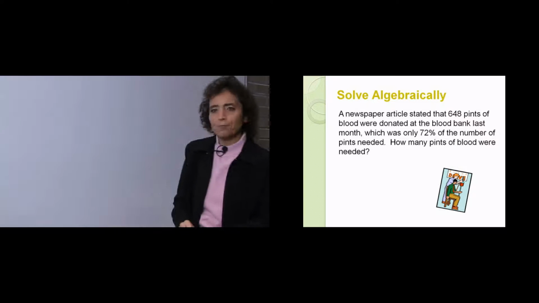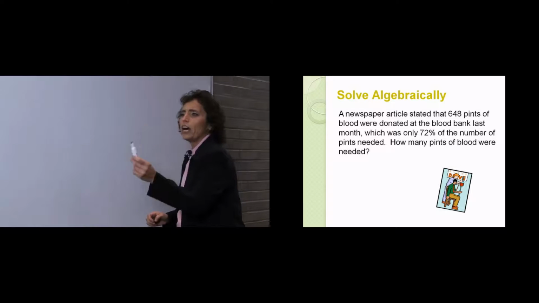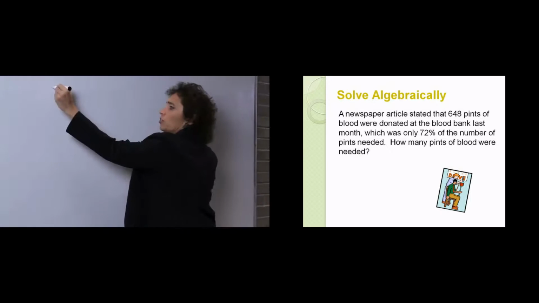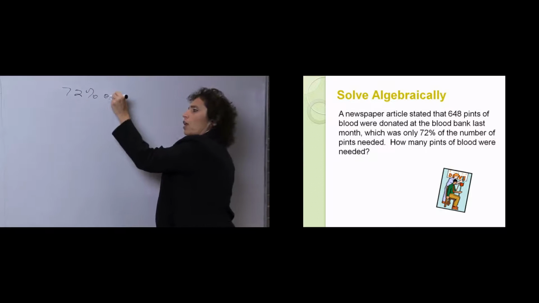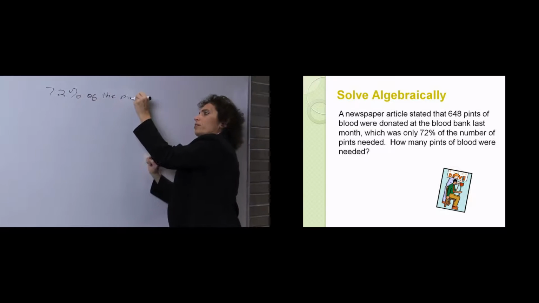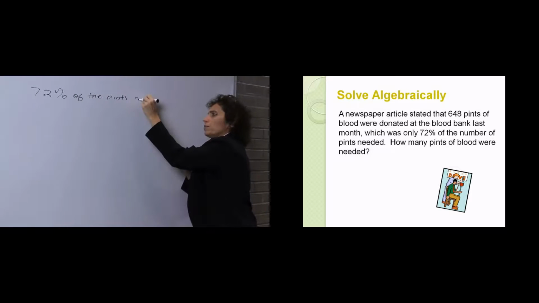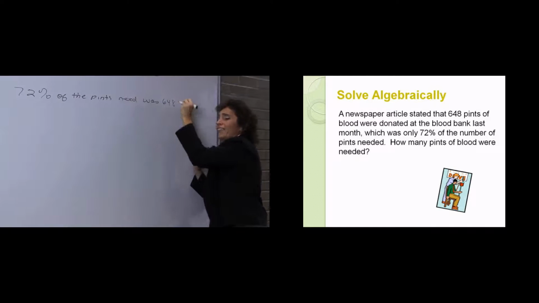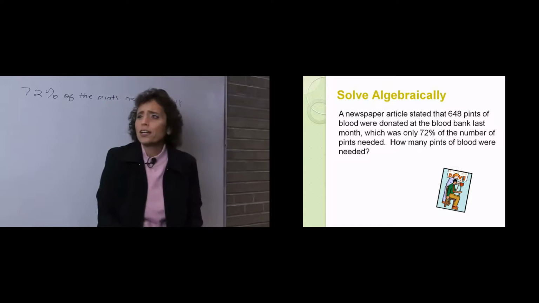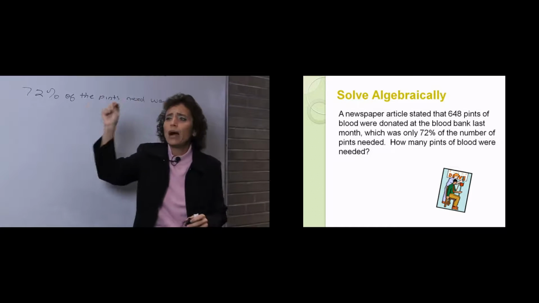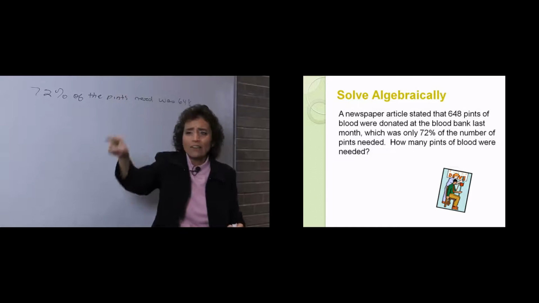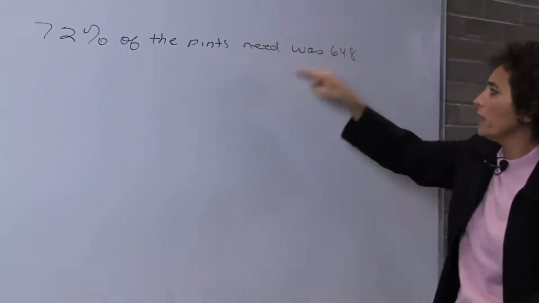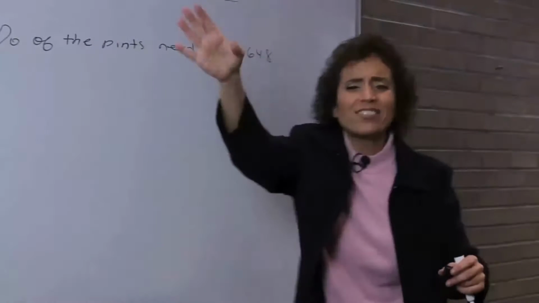All right, here we go. All right, this is what I know. 72% of the pints needed was 648. That's what I know. Listen, again, a newspaper article stated that 648 pints of blood were donated. But that's 72% of the number of pints needed. So 72% of the number of pints needed was that 648. All the rest of that is garbage.